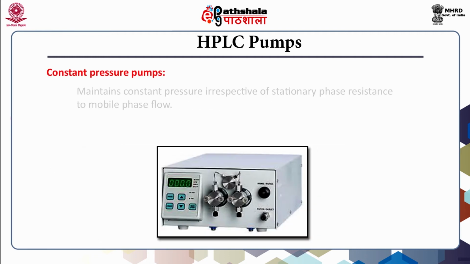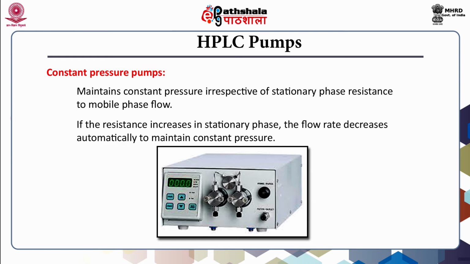Constant pressure pumps maintain constant pressure irrespective of the stationary phase resistance to mobile phase flow. If the resistance increases in the stationary phase, the flow rate will be decreased automatically to maintain the constant pressure. So, the main motto of this pump is to maintain the constant pressure. Accordingly, the flow rate may be changed according to the pressure situation in the stationary phase.